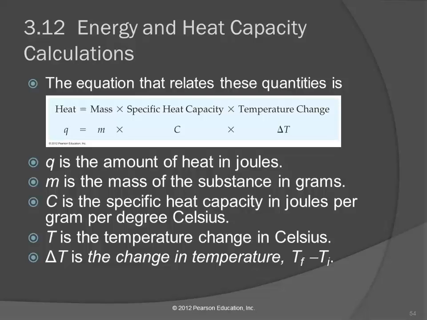So the amount of heat released or taken in depends on the mass, the amount of the substance. It depends on its specific heat capacity, and it also depends on the temperature change. The temperature change is given there as delta T. Delta is a Greek letter D, and it stands for change. So delta T means the change in temperature, and that always is the final minus the initial. So the change in temperature is the final temperature minus the initial temperature.